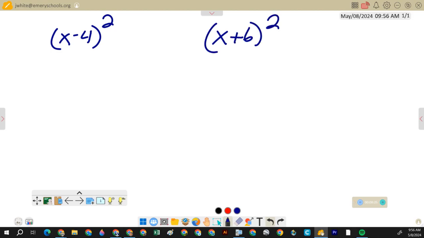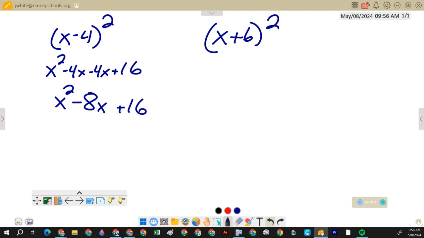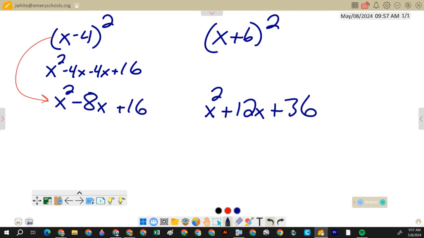Okay. If I multiply these out, I get x squared minus 4x minus 4x plus 16, which becomes x squared minus 8x plus 16. And same thing here. This is going to end up being x squared plus 12x plus 36. Do you see a shortcut to go from here to here? Where did the 16 come from?